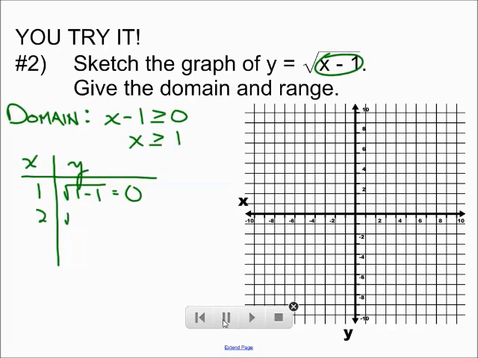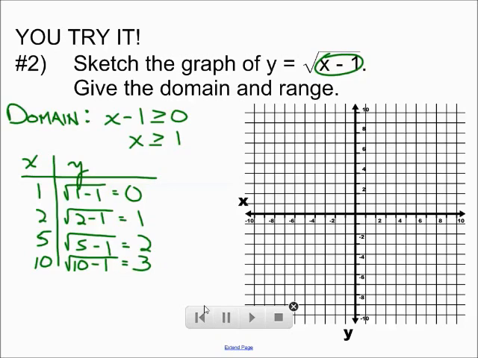So I'll use 1 and 2 as inputs. Then I'm actually going to use 5 as an input because 5 minus 1 is a perfect square. And I'm going to use 10 as an input because 10 minus 1 is a perfect square. I thought I was going to use 11, but I was wrong. I'm going to use 10.